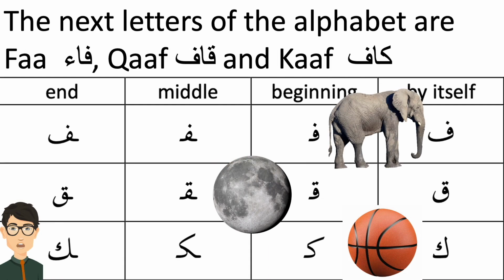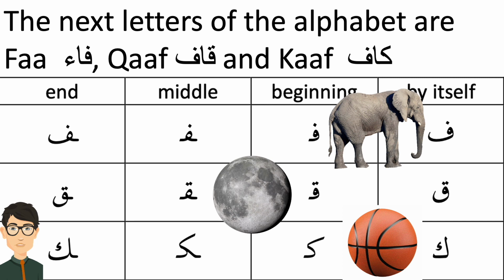The next letters of the Arabic alphabet are Fa, Qaf, and Kaf. Fa is the equivalent to the letter F in English. Qaf is represented by the letter Q, and it sounds like a K, except it's more throaty. So it is actually closer to the pronunciation of the letter Q. Kaf is the equivalent to the English letter K.